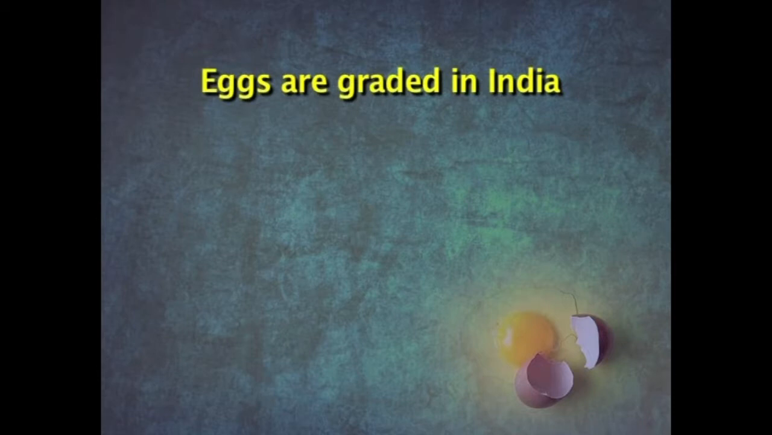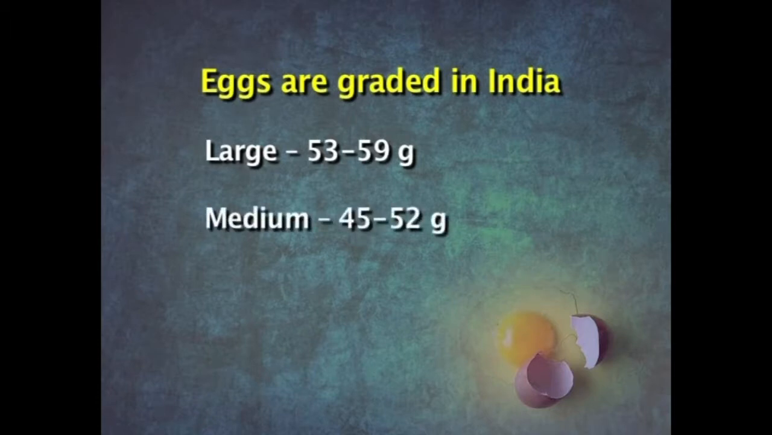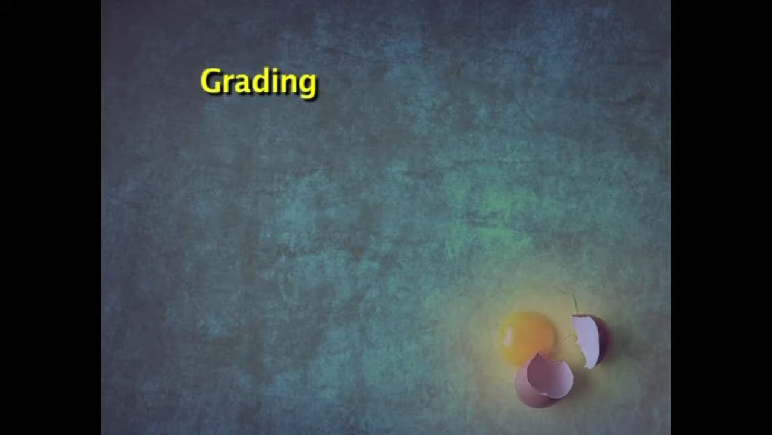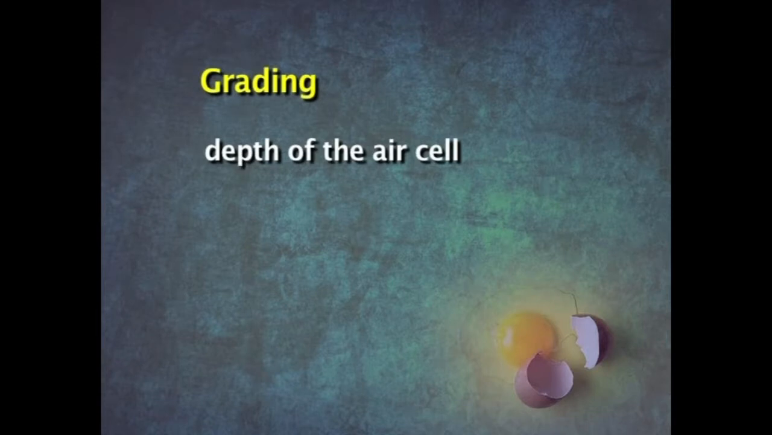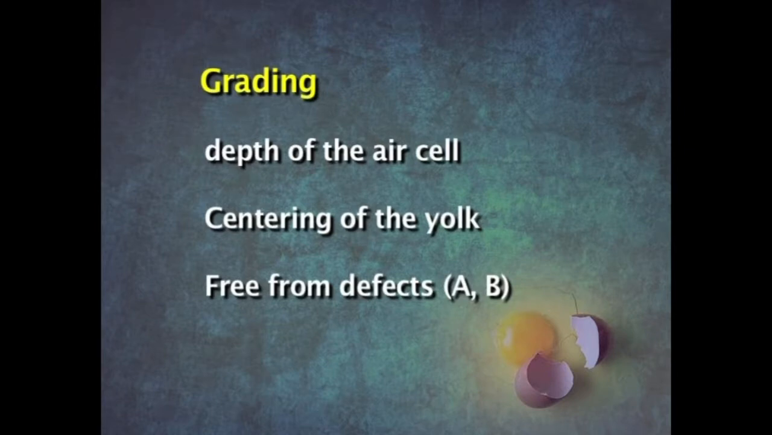Eggs are graded in India as large, that is 53 to 59 grams, medium 45 to 52 grams, and small 38 to 42 grams. The grading is done based on the depth of the air cell, the centering of the yolk, and freedom from defects as A or B.